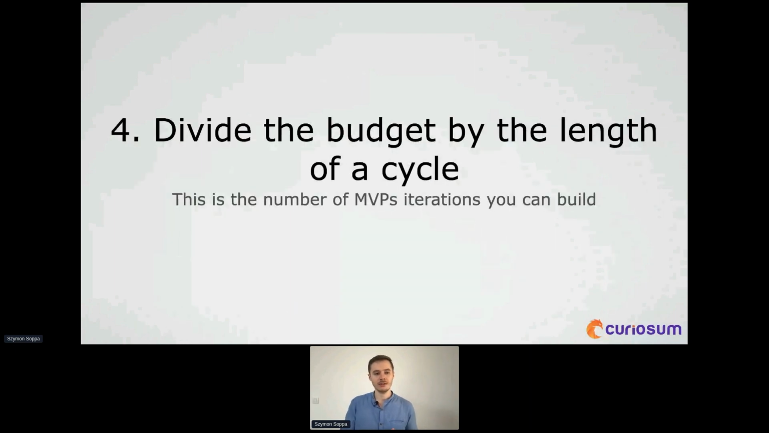Then you go to the fourth point, which is divide the budget by the length of a cycle. So you have a budget, you have this realistic length of a cycle, you divide it, and what you get is the number of MVP iterations you're gonna build. So it's not about creating an entire product anymore, it's about creating as many iterations of MVPs you can squeeze.